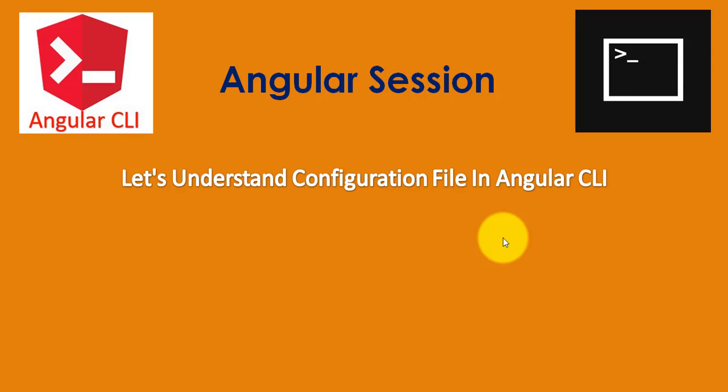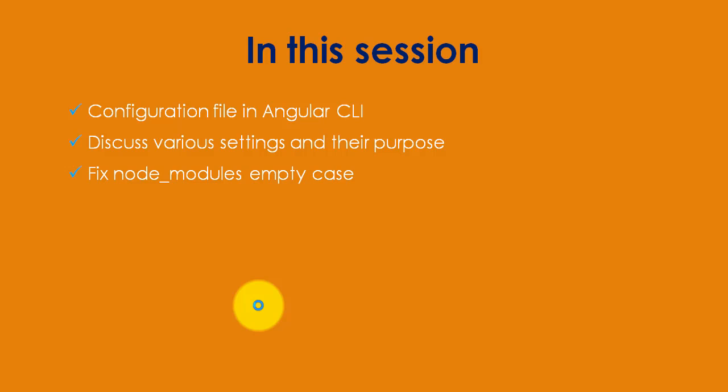Welcome to Coding Knowledge. In this video, we will discuss the significance of the Angular CLI configuration file, that is angular.json. This is the configuration file that the Angular CLI uses. Before going through this session, visit my previous Angular CLI videos. You can get the link in my description section.